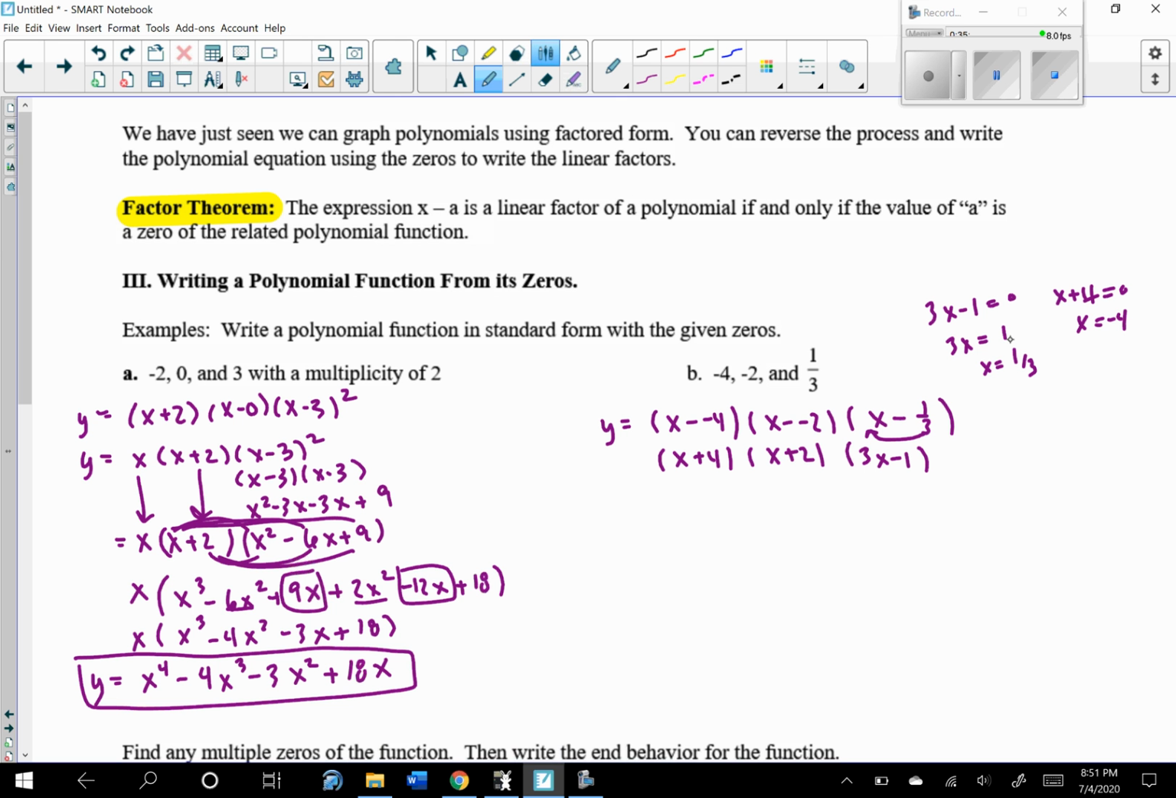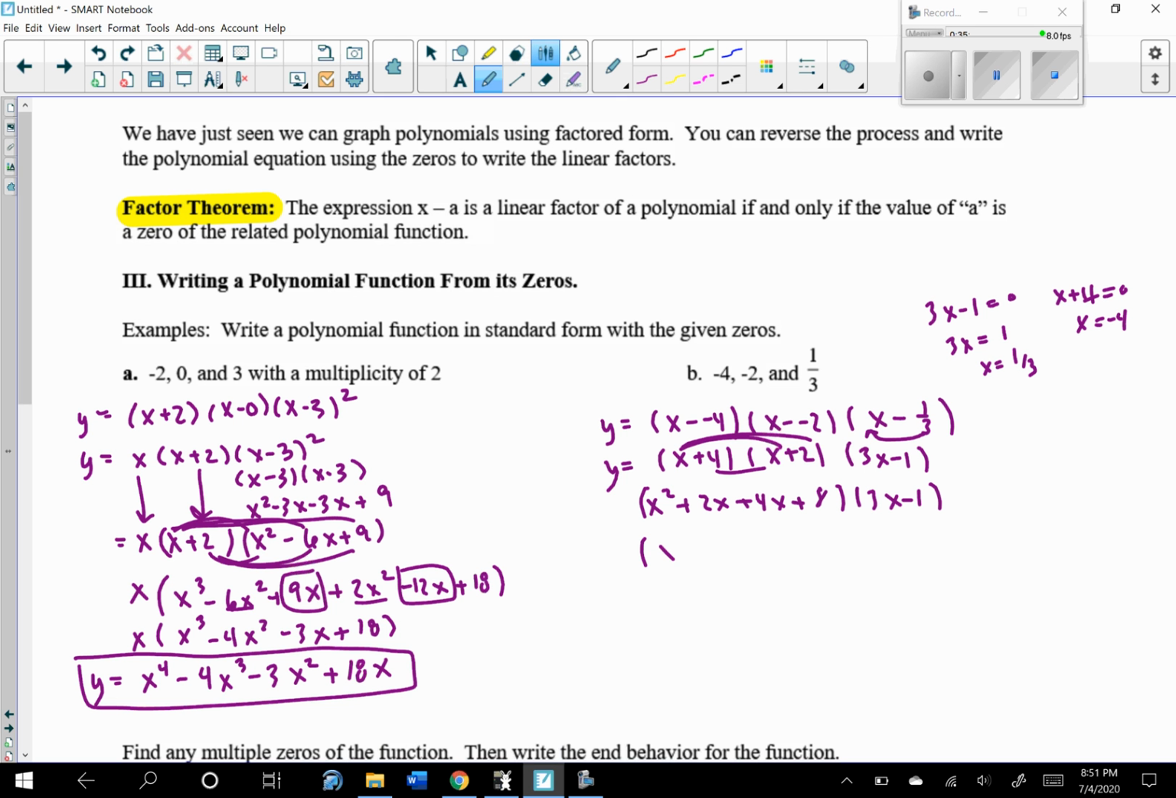So you're just checking your zeros to make sure you wrote the factors correctly. Then, of course, the next step would be to FOIL these out. It doesn't matter which ones or what order you go in. So here I have x squared plus 2x, and then plus 4x plus 8, times 3x minus 1.